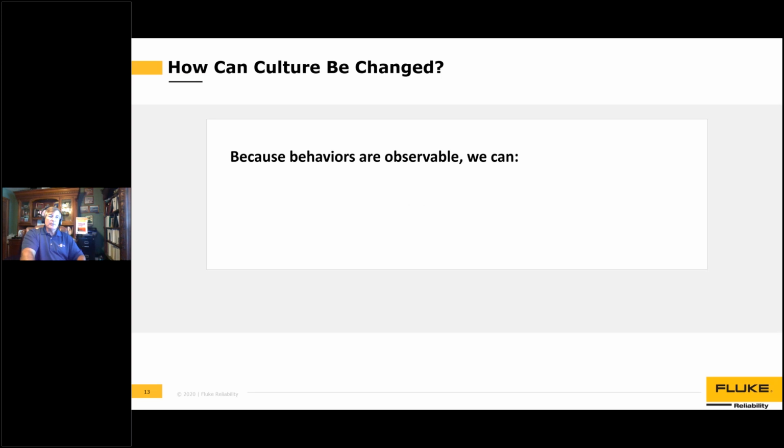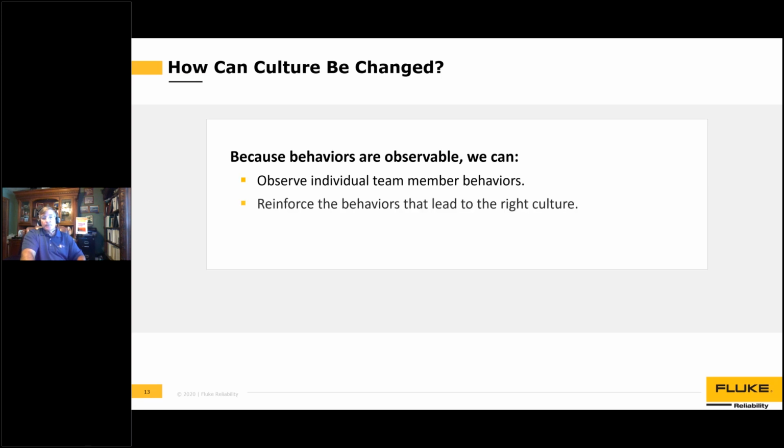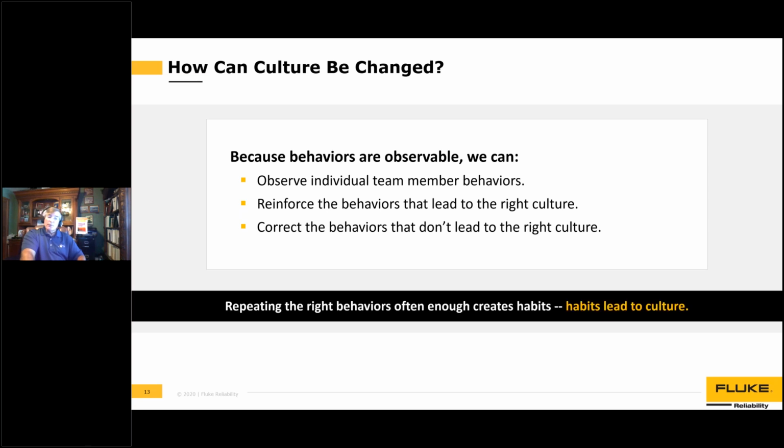So remember I said earlier that behaviors are observable. Because they're observable, we can observe individual team member behaviors. We can reinforce the behaviors that lead to the right culture, and we can correct the behaviors that don't lead to the right culture. And so if we repeat the right behaviors often enough, then we create the right habits, and the right habits then will lead to the right culture.